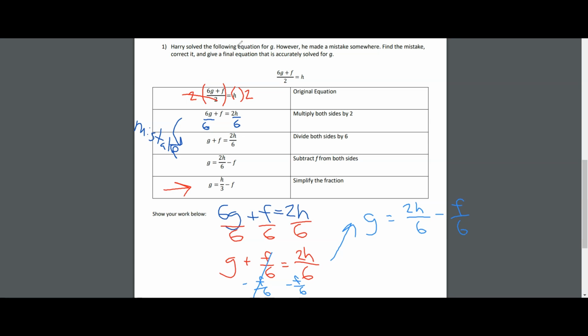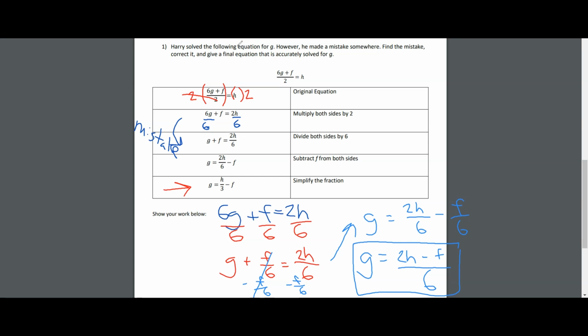Fortunately, these fractions already have the same denominator, so I can just subtract the numerators, and I get g is equal to 2h minus f divided by 6. Okay, so now we have gotten g by itself. Notice that we don't really have a number answer here, right? We just have 2h minus f all over 6, but we did the job, right?